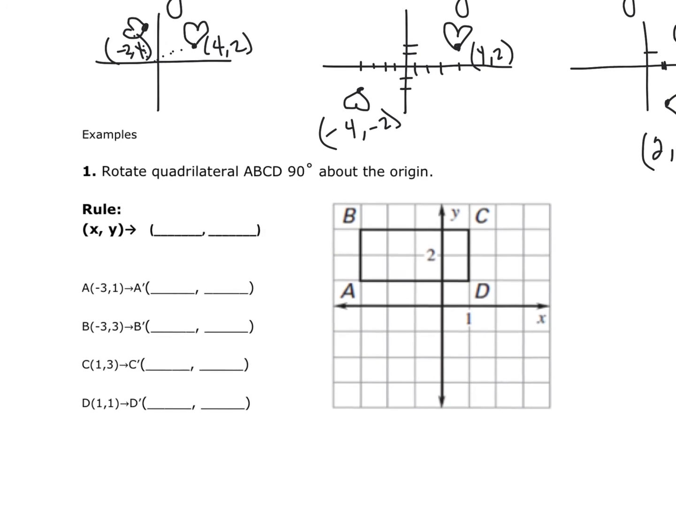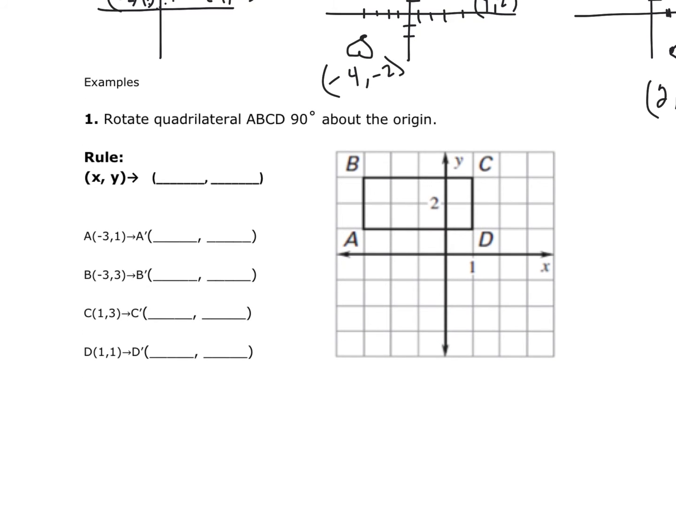So for my example, rotate quadrilateral ABCD 90 degrees about the origin. The rule is (x, y) turns into (negative y, x). So if I have A at (negative 3, 1), I'm going to make this (-1, -3). This one's going to be (-3, -3). So this is my y. I'm going to turn it into a negative and put it first. Then this stays the same as the x was, and this becomes the negative of the y, and the x goes there. All right, so let's plot these points.